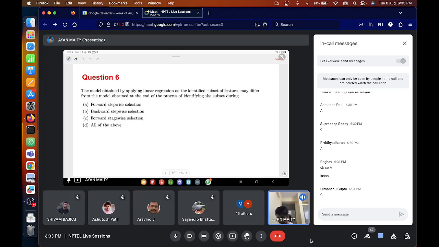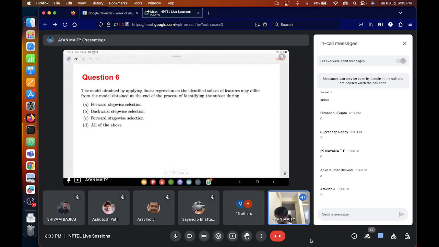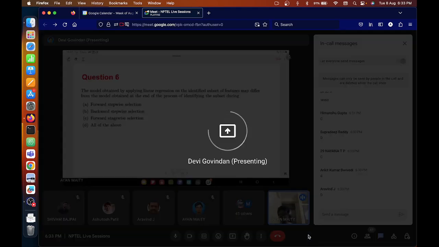So now moving on to question 6. The model obtained by applying linear regression on the identified subset of features may differ from the model obtained at the end of the process of identifying the subset. Four options are given: forward stepwise selection, backward stepwise selection, forward stagewise selection, and D is all of the above.